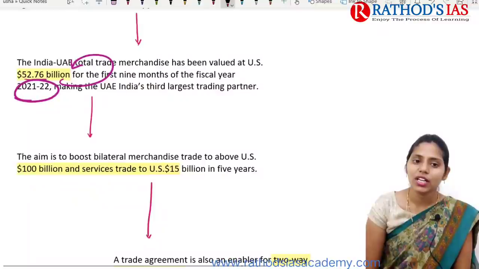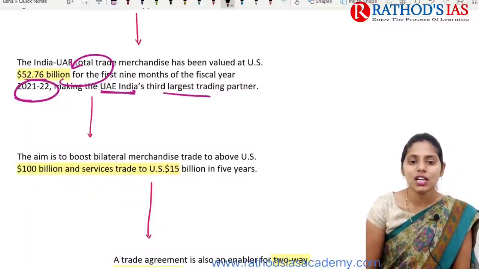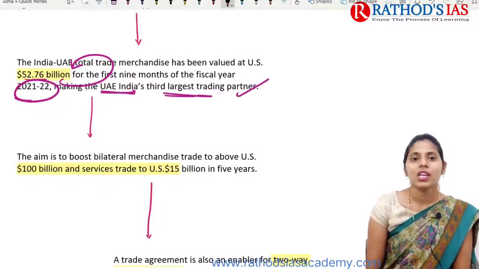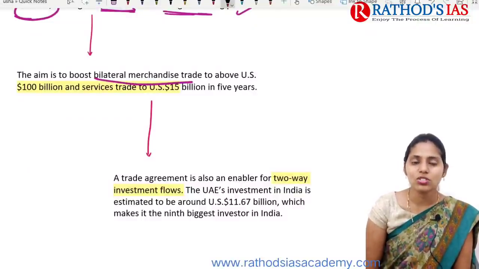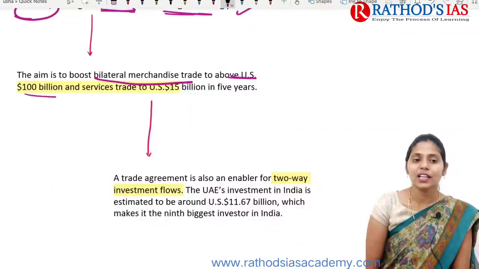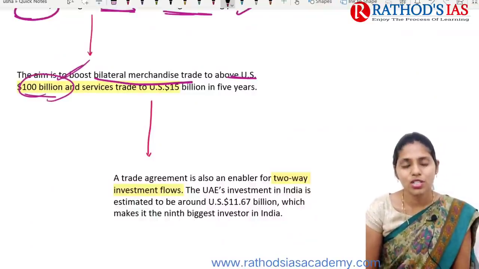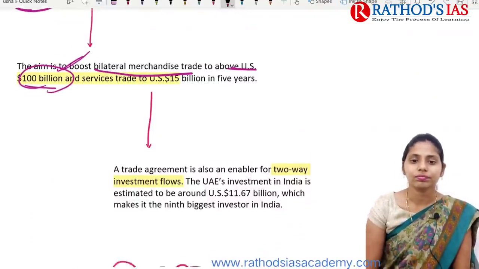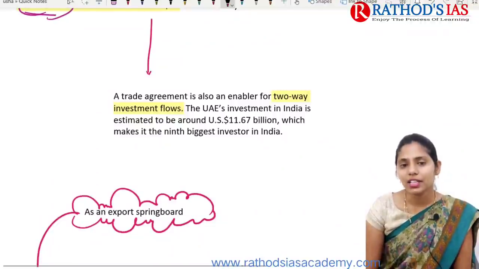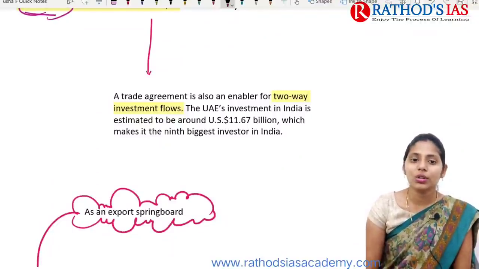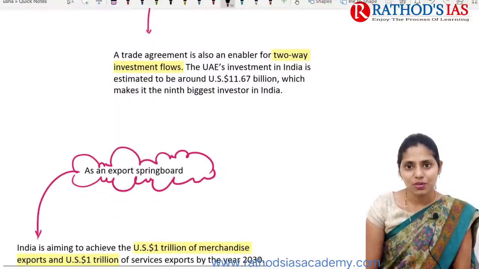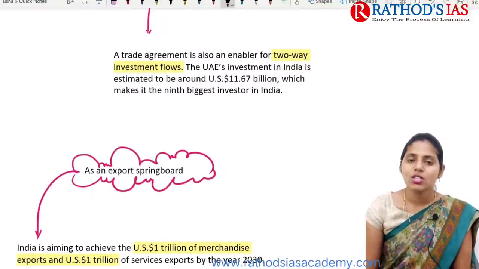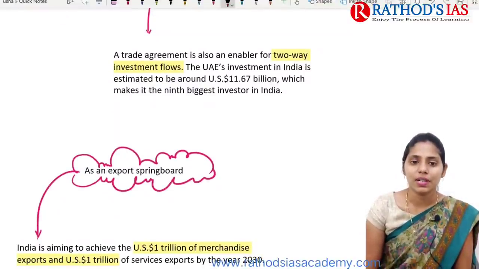And actually, you know that the UAE is India's third largest trading partner as well. And the aim is to boost bilateral merchandise trade to above $100 billion. So the target here is to increase the trade to $100 billion. And the trade agreement is also an important enabler for two-way investment flows as well. And UAE's investment in India is estimated at around $11.67 billion.